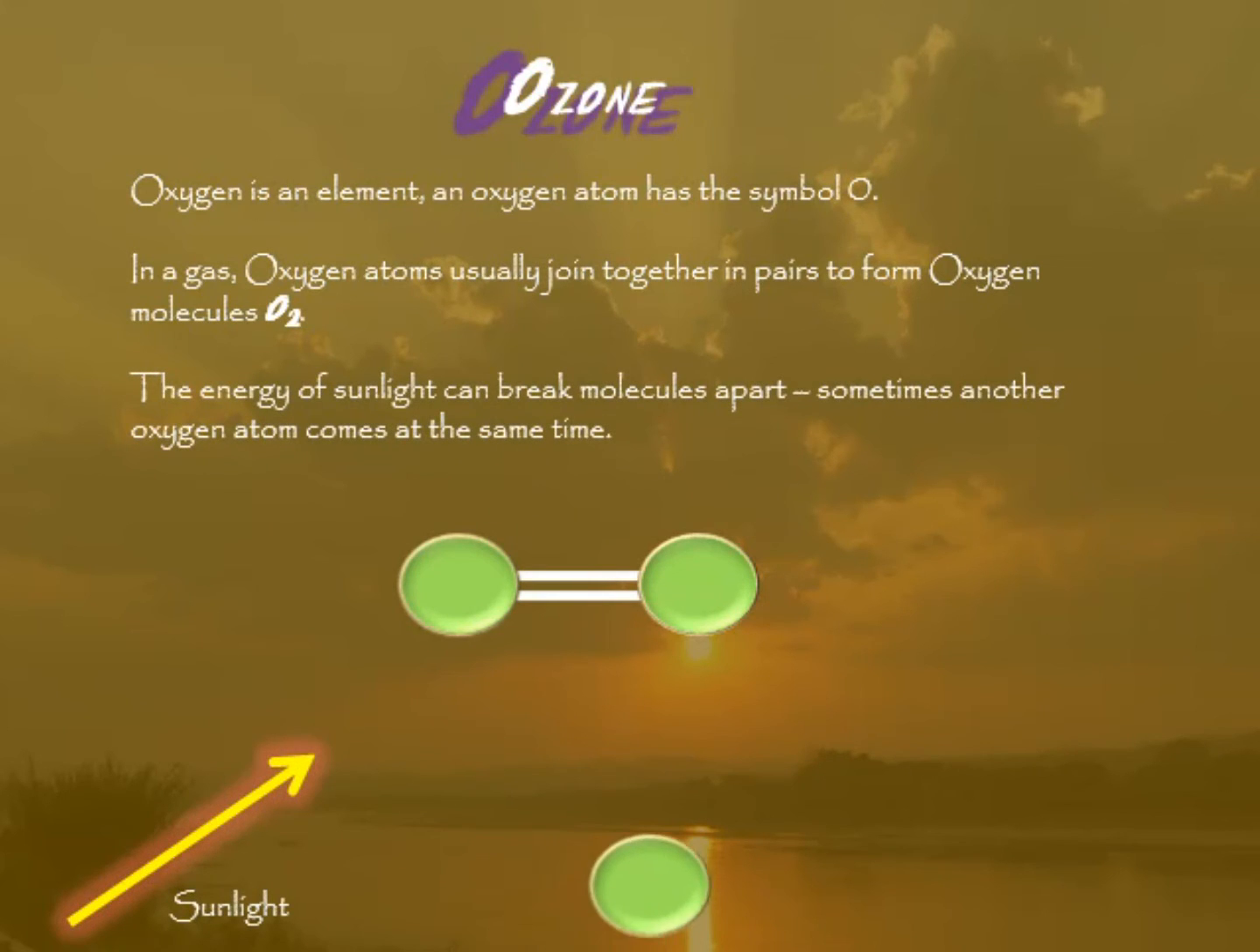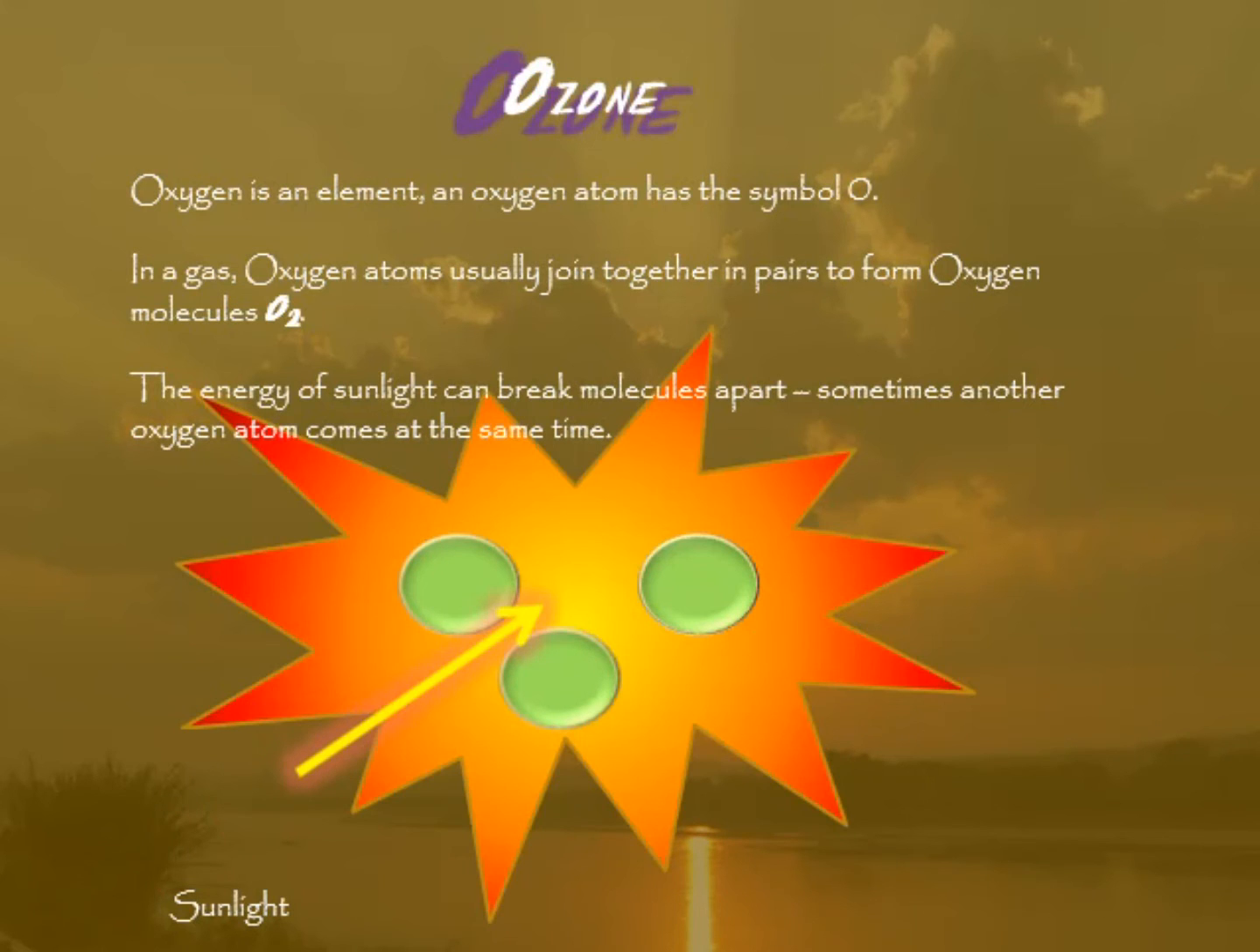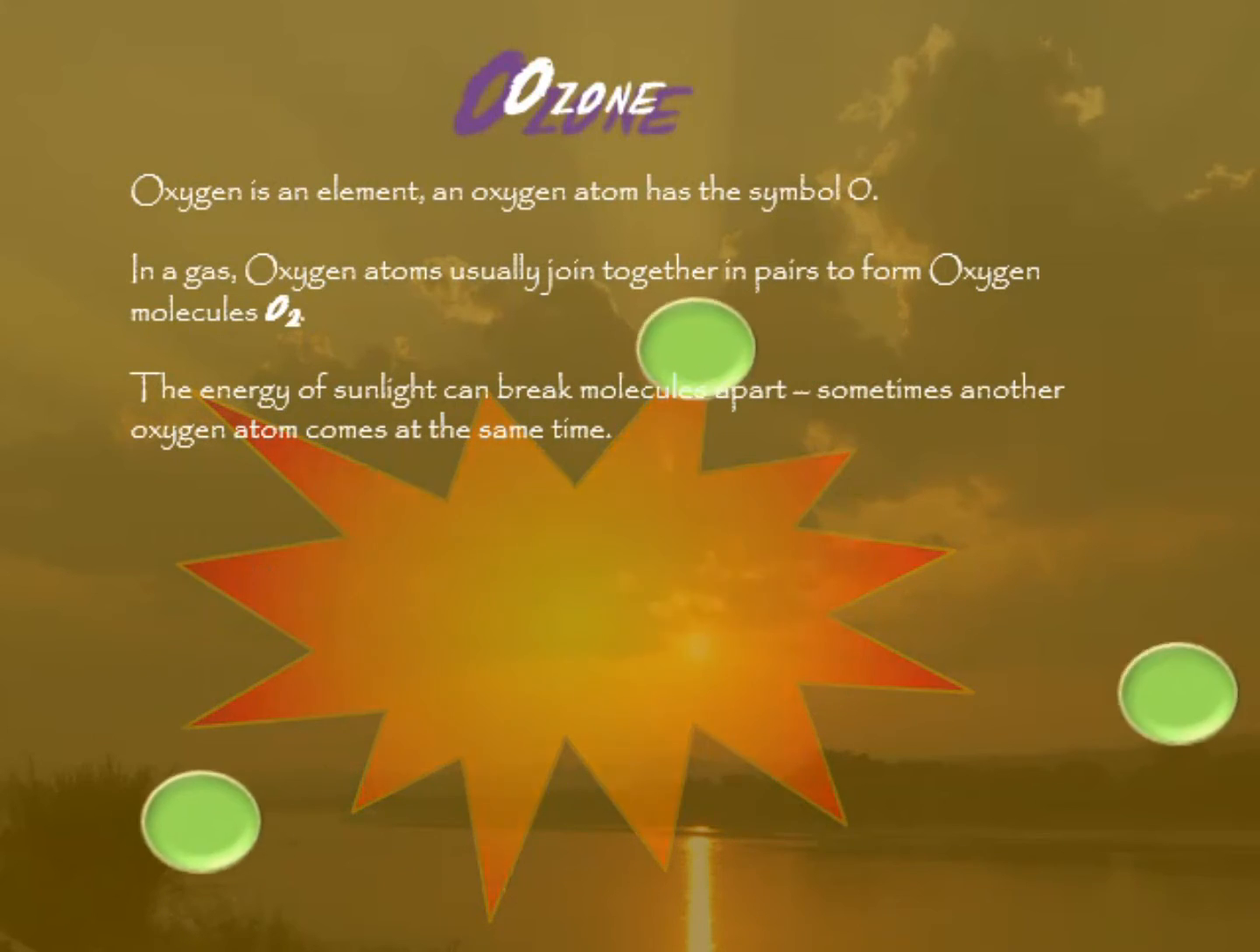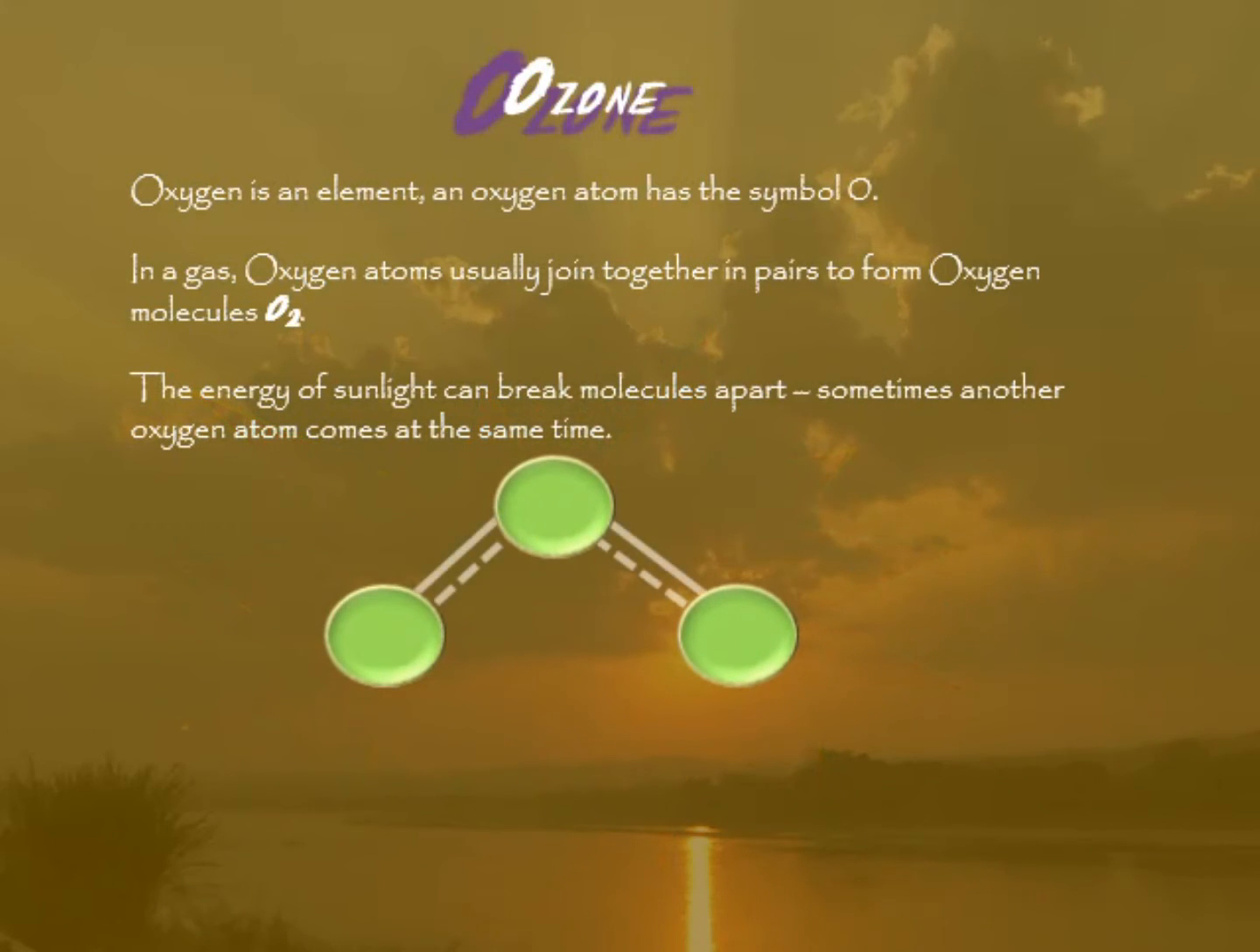So the energy of sunlight can break molecules apart, and sometimes another oxygen atom comes along at the same time. And under those circumstances, you can find that the oxygen can be formed into a special molecule with 3 oxygen atoms, and this is what we call a molecule of ozone. Of course, ozone can be made in a number of ways, but this is one of them.